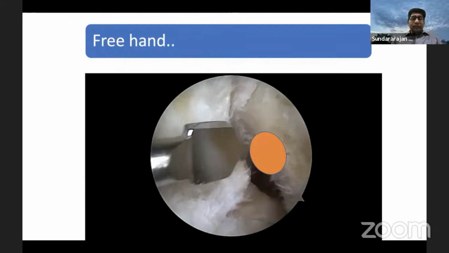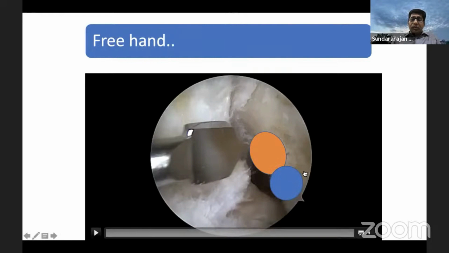So that is the anteromedial bundle, that is the posterolateral bundle. But when you make a center, the center will come almost here. So we are not aiming here. We are aiming more on the anteromedial bundle, and it also covers part of your posterolateral bundle.